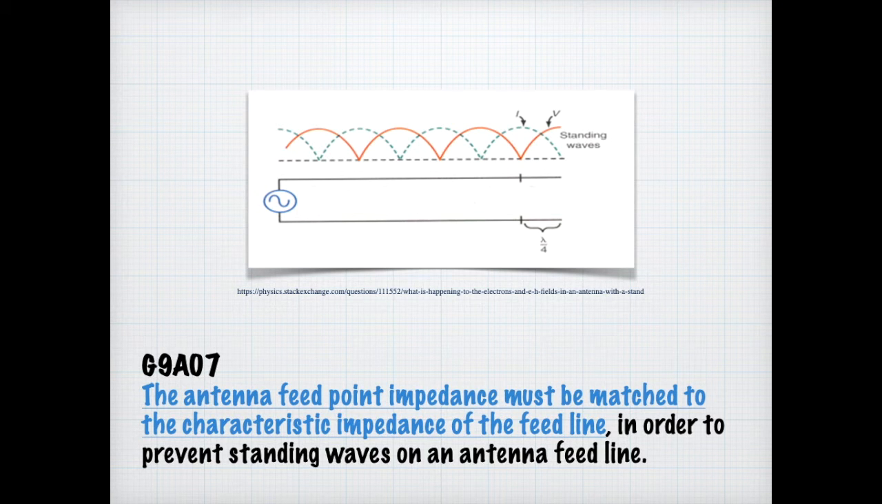And we're always talking about SWR, standing wave ratios. Having a matched antenna with your feed line is important to get a good SWR. For the exam, you need to know that antenna feed point impedance must be matched to the characteristic impedance of the feed line in order to prevent standing waves on an antenna feed line.